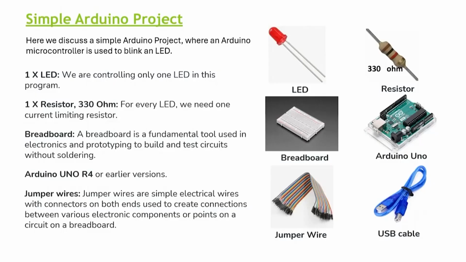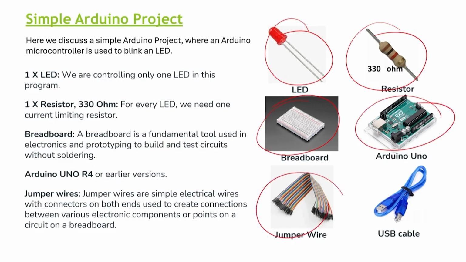Now, here is a very simple Arduino project. You should try it on your own, because design is all hands-on, which we cannot do through a lecture. First collect some LEDs, then collect some resistors, a breadboard, an Arduino Uno, jumper wires and a USB cable. Keep all of them with you. Now, we are going to control only one LED in this program. And then you have a resistor of say 330 ohm.